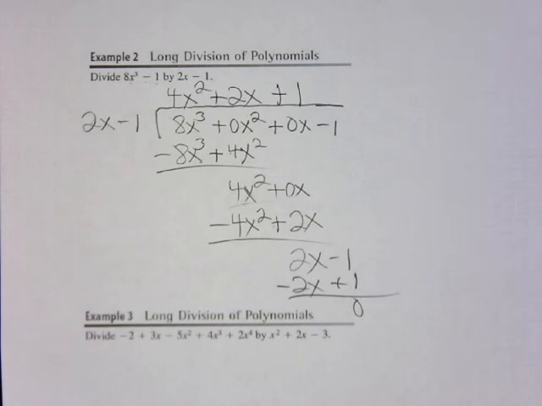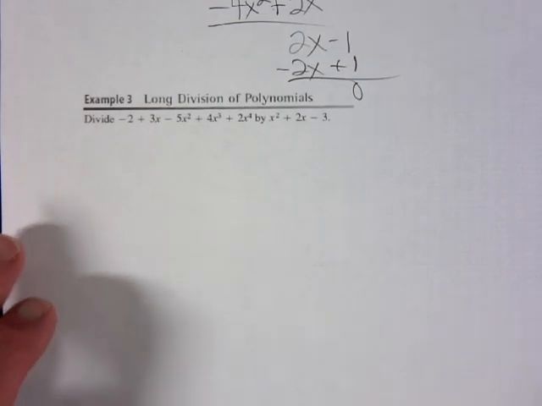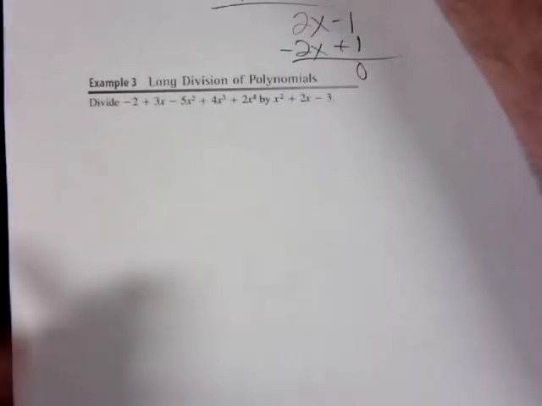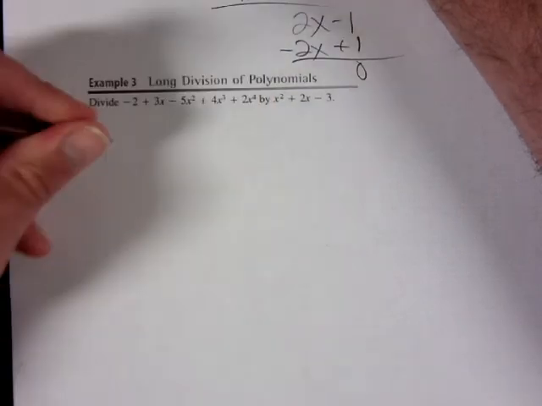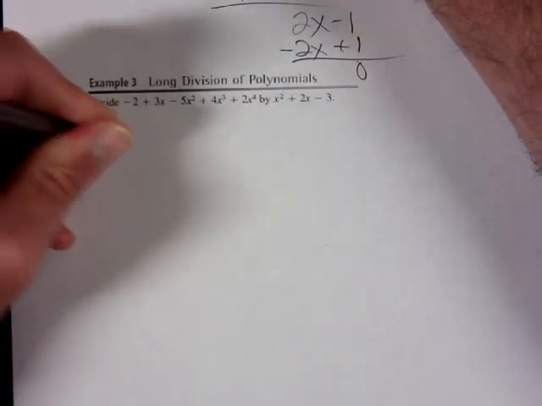Now, let's talk about what happens if it does not divide out evenly. Like, for example, in this next one, let's see what happens. Okay, I'm going to be dividing. So I'm going to divide x squared.